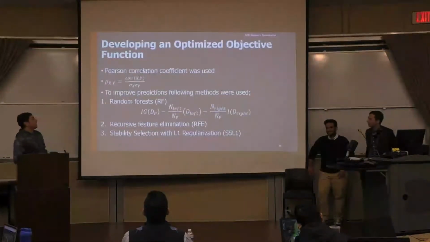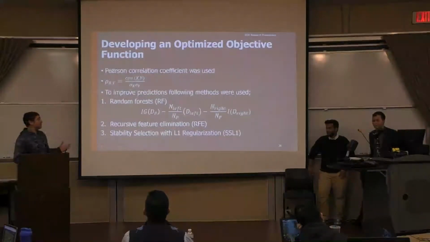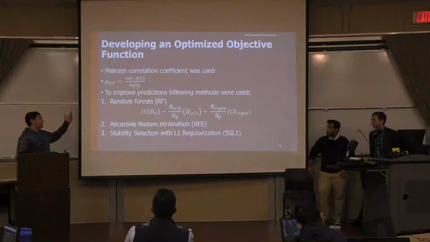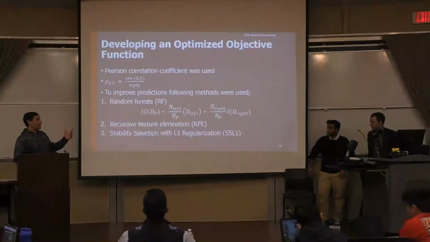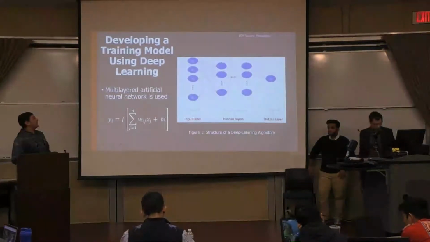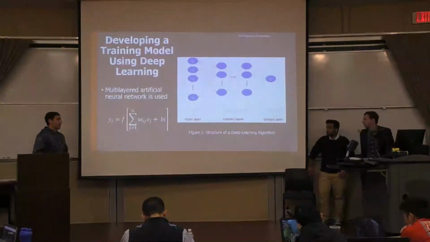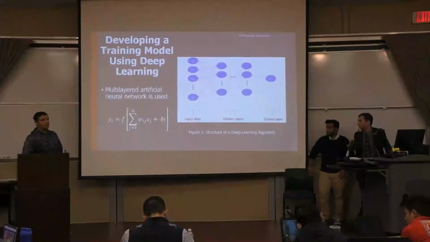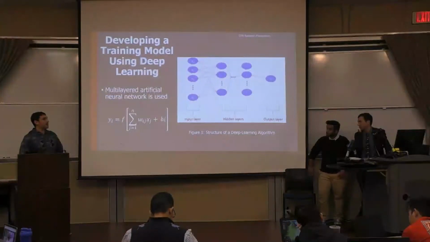In the second stage, developing an optimized objective function, the relative pairs of the inputs were compared using the Pearson correlation coefficient, and we can see the formula here. Second, to improve the prediction, we used three different methods: RF, RFE, and SSL1. The third stage is developing a training model using a deep learning machine. Here we have the structure of a deep learning algorithm. Basically, it consists of three parts: the input layer, hidden layers, and the output layer.